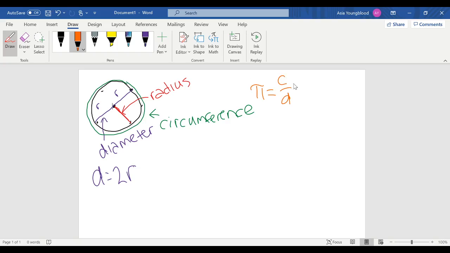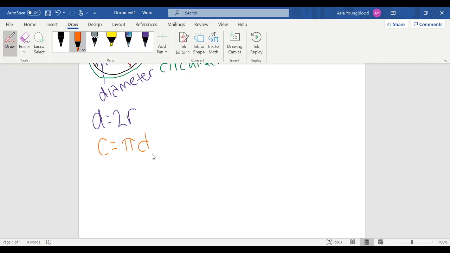So normally we're trying to solve for the circumference. So if we wanted to get c by itself, we could multiply both sides by d. So the formula that we use a lot is that the circumference is equal to pi times the diameter. And there's also another relationship we can see between these two formulas, right? So the circumference is pi times the diameter. We also know that the diameter is 2 times the radius.